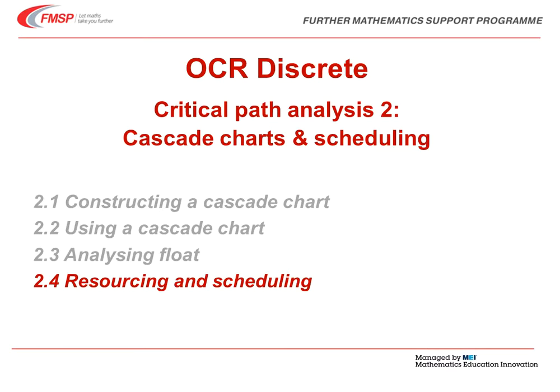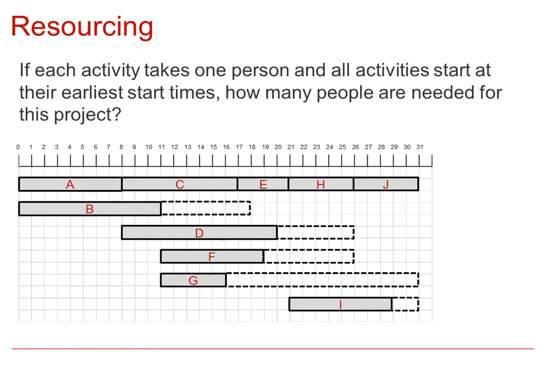Hello, this is the fourth video of the Critical Path Analysis Series 2 on cascade charts and scheduling, and we'll look further at resourcing and scheduling. If we are told that each activity takes one person and that all activities start at their earliest start times, we may be asked how many people are needed for the project.